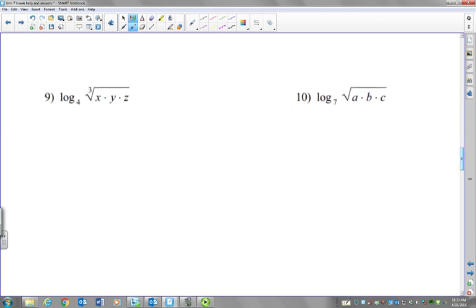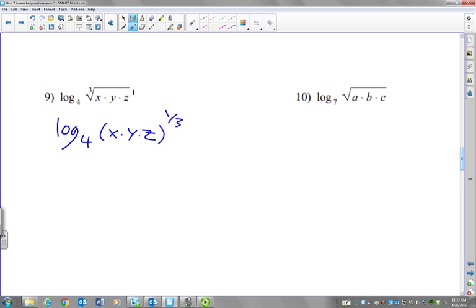So again, I'm not going to do the whole problem number 9 because we should have done one similar in class. But log base 4, you want to make x times y times z all to the 1/3 power, because those are all 1 to the 1/3 power. And then you're just 1/3 log 4 x plus 1/3 log 4 y plus 1/3 log 4 z. And there's number 9 done, verbally.